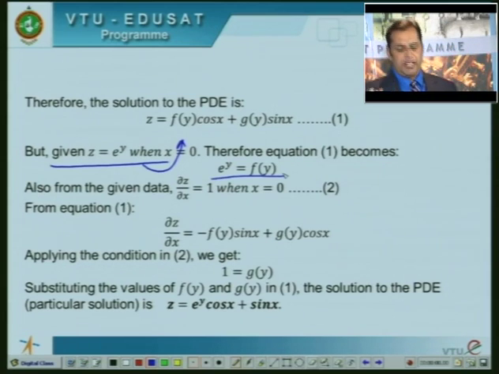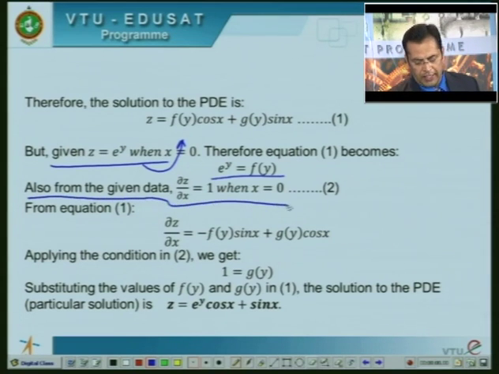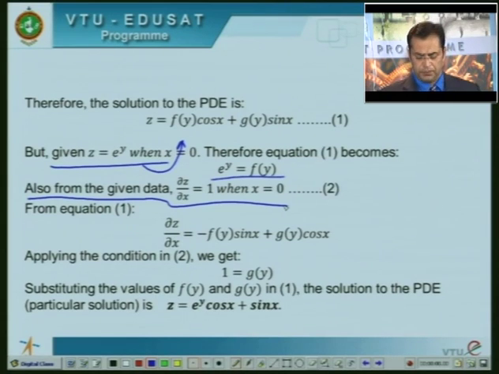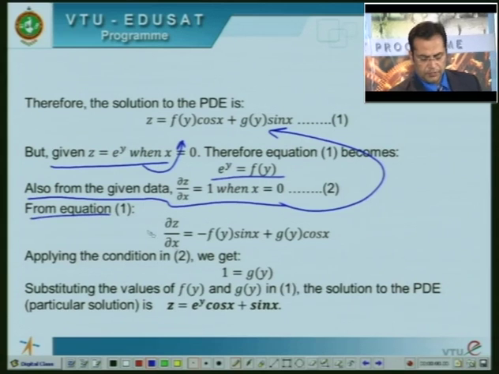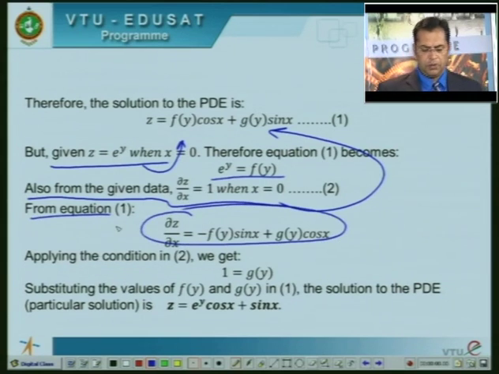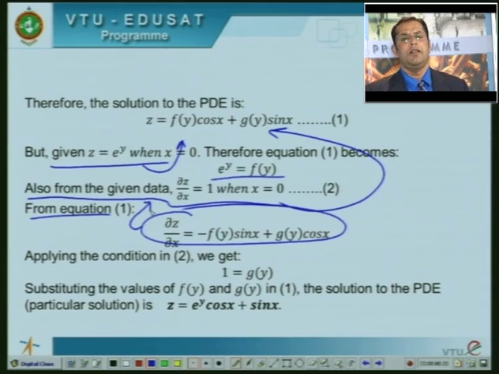Next, apply the second condition, which says, also from the given data, dou z by dou x equal to 1 when x equal to 0. How to do this? You do not have dou z by dou x with you. So, go back to the solution in 1 and differentiate that partially with respect to x. So, from equation 1, dou z by dou x is equal to, differentiate this, cos x is minus sin x. So, you get minus f of y into sin x plus g of y into cos x. This condition you apply: the condition dou z by dou x equal to 1 when x equal to 0.